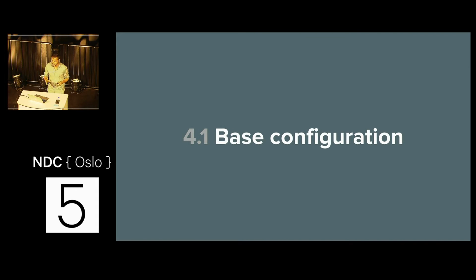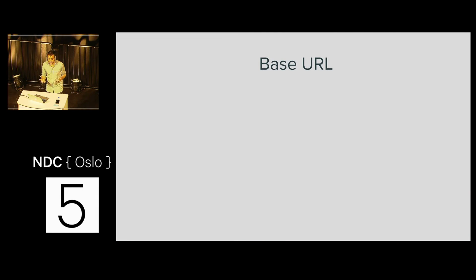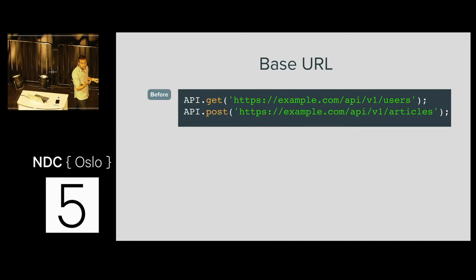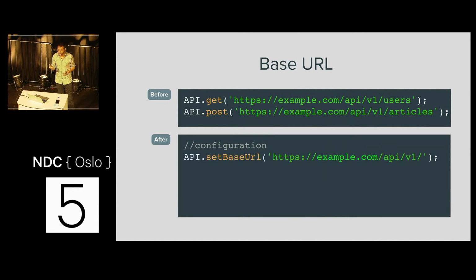So I'll start with the basics. The base configuration is very important, because imagine if you were doing something like api.get, and then you have this whole base URL, and then /users. Once again, api.post, all of the URL. It doesn't really make sense. If you want to change this base URL, it's going to take a lot of time, and it's not best practice. So what we can do instead is configure, in the configuration part that I showed you, and set the base URL to something like example.com/api/v1. I know this is simple, but it will save a lot of time later on.